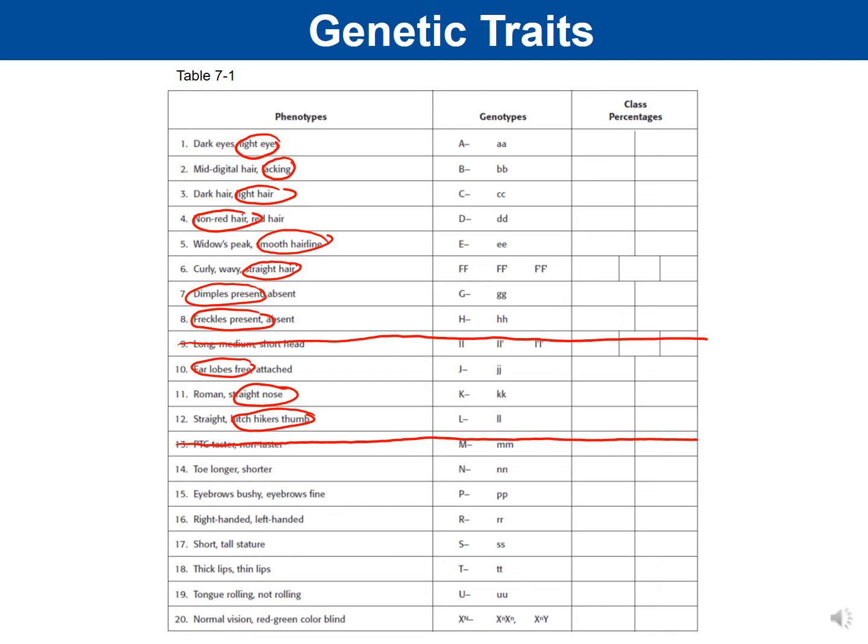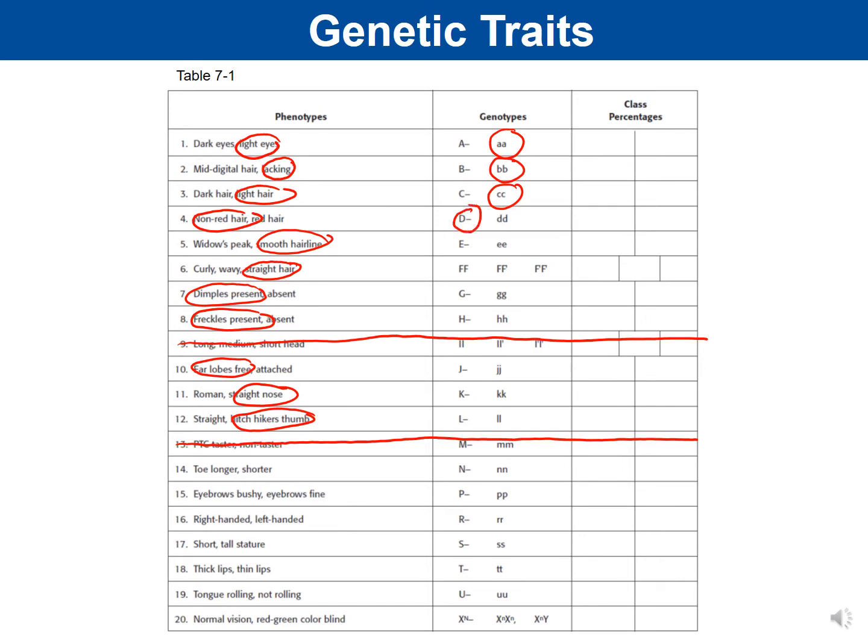So start by circling all your phenotypes. Now, based on those phenotypes, you're going to circle your genotype. So light eyes, I would be little a, little a. I don't have mid-digital hair, so little b. I have light hair, so little c, little c. I have non-red hair. So what you'll notice is that this is written as big D and a blank.